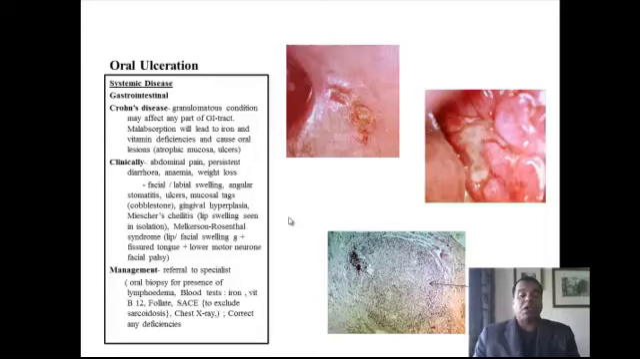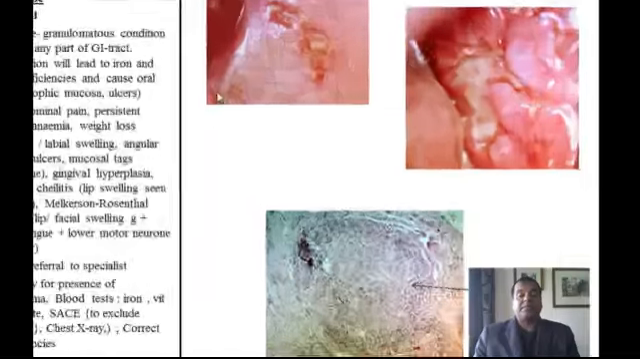Management will involve referral to a specialist, oral biopsy for the presence of lymphedema, blood tests such as iron, vitamin B12, folate, serum angiotensin converting enzyme to exclude sarcoidosis, and a chest radiograph, and then correct any deficiencies.